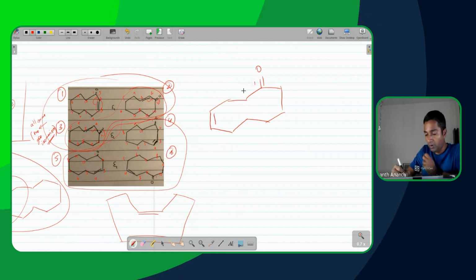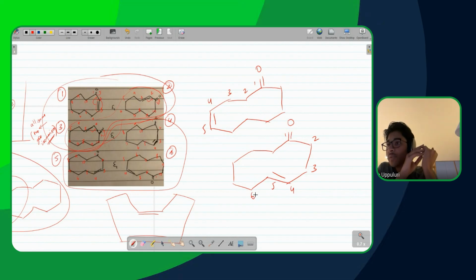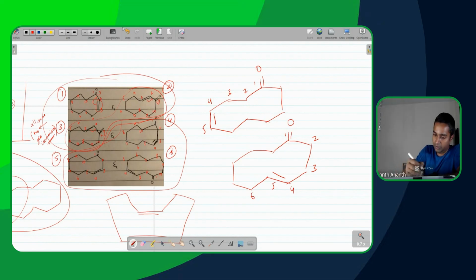So 1, 2, 3, 4, and 5, and each side may say 1, 2, 3, 4, and 5. In this, if you put it over here, have a look now. I would have put it like this. Then I would have asked you, are they the same? Resonance is not applicable here. So what will happen now? Now your sir's logic will perfectly apply here.